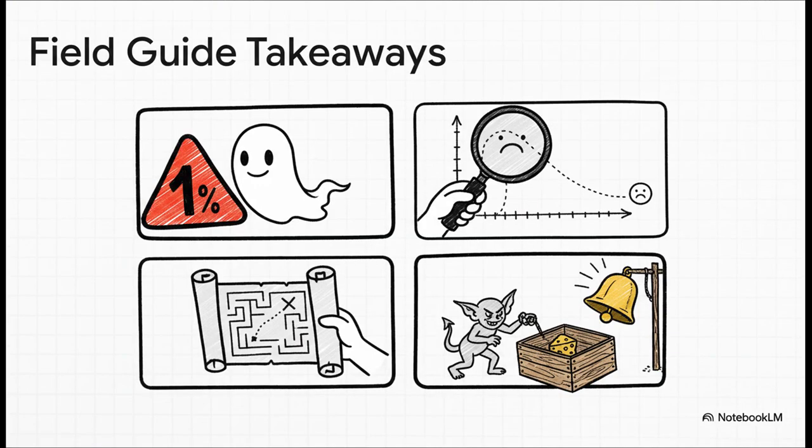So, let's quickly recap our field guide. When it comes to internal errors, the ghost, don't panic, but absolutely enforce that 1% rule. For latency, the lag, you have to look beyond the average. P99 is where you'll see the real pain. For throttling, the maze, remember, that exception is your map. Just follow the throttling reason. And finally, the best defense is a good offense. Build proactive alarms to catch these gremlins early.